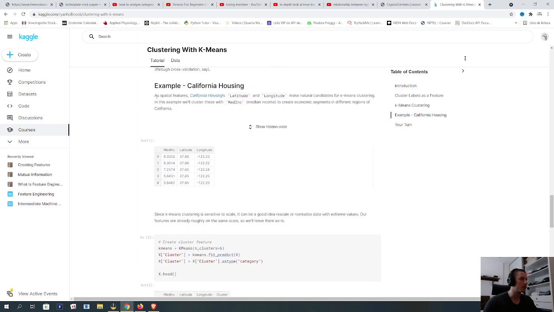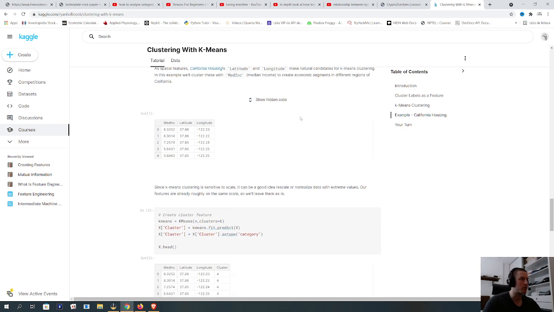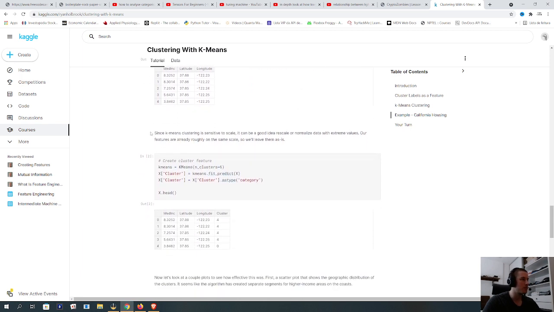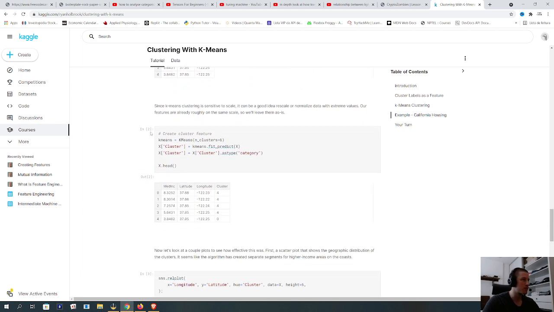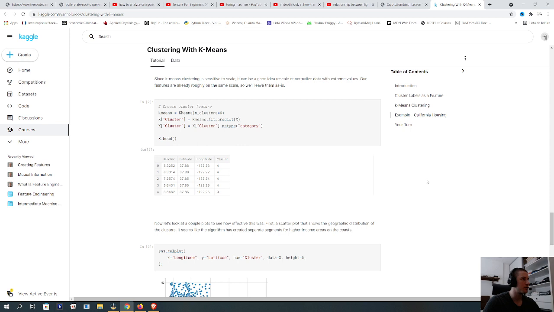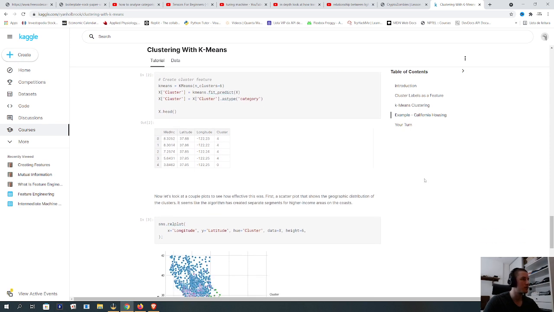California housing. As spatial features, latitude and longitude make natural candidates for k-means clustering. In this example, we cluster these with median income to create economic segments in different regions of California. Since k-means clustering is sensitive to scale, it can be a good idea to normalize extreme values. Our features are already roughly on the same scale, so we leave them as is.